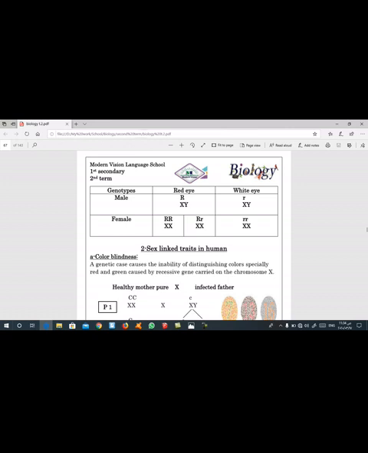Next, here we have the genotypes to be more clear. The male will be X^R Y, Y is free. The characters are carried only on the X chromosome. Here it is divided like this, maybe capitalized, maybe small letters, and the same will be for the female. This is the male and this is the female.